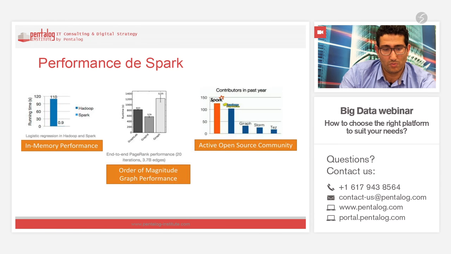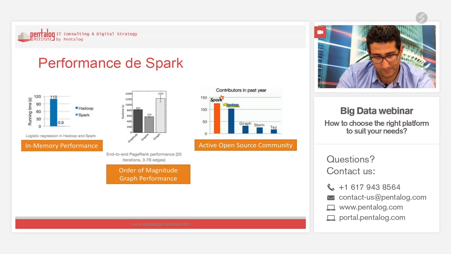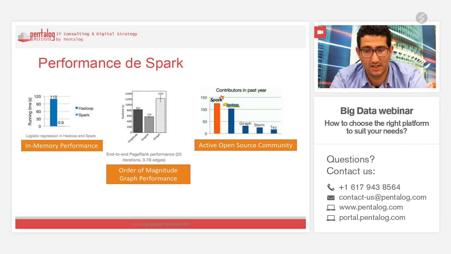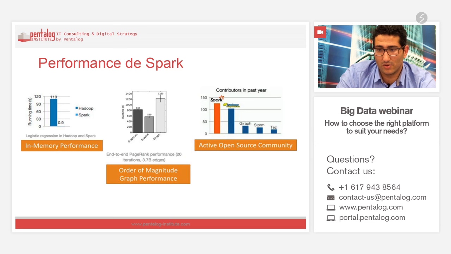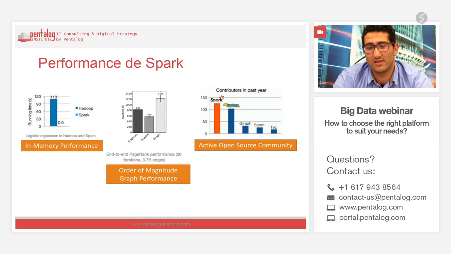I will pass now to the performance of Spark. So Spark enables applications in a Hadoop cluster to run up to 100 times faster in memory and 10 times faster even when running on disk. Spark makes it possible by reducing the number of reads and writes to disk. So it stores the intermediate processing data in memory. It uses the concept of the RDD, which allows it to transparently store data in memory and persist it to disk only if needed. And this helps to reduce most of the disk reads and writes.